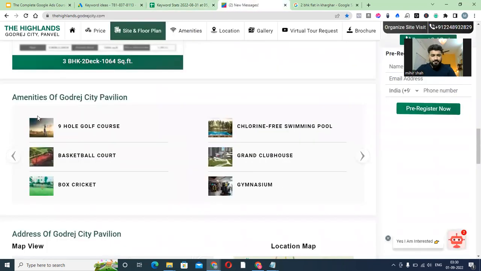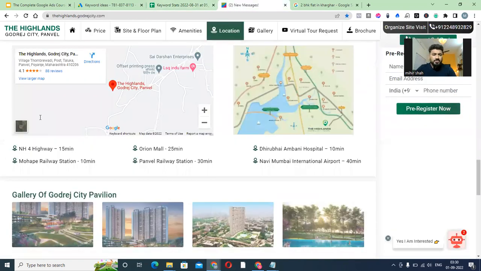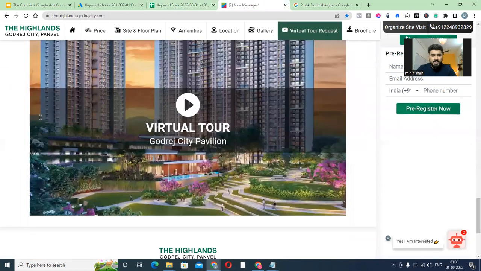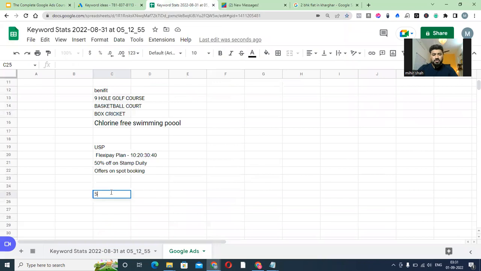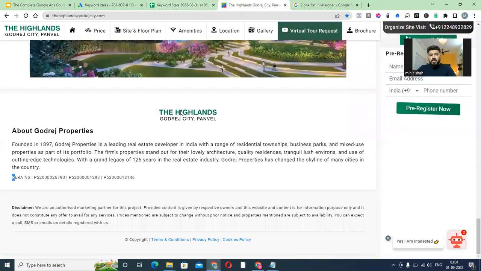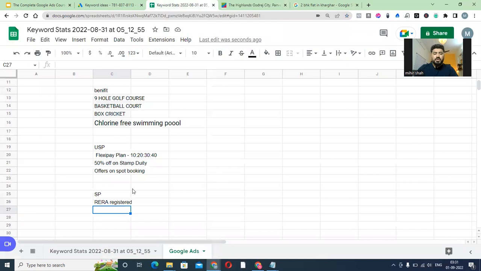Social proof. Now in real estate, one of the social proofs is that the property is registered by RERA. So I can always prepare RERA registered as social proof. Now here, because we are talking about Godrej, there's one thing that I was reading about, a legacy of 125 years. So this is also a USP.